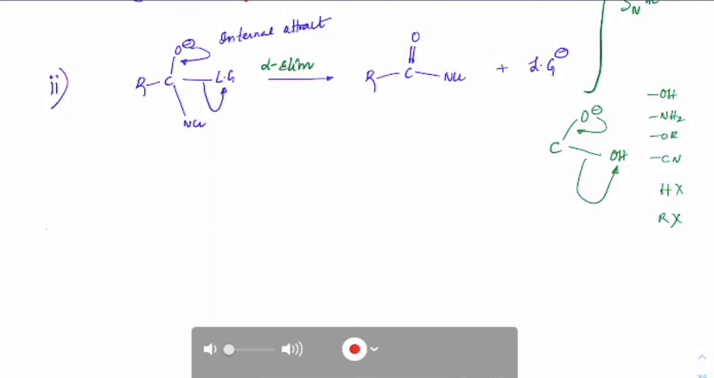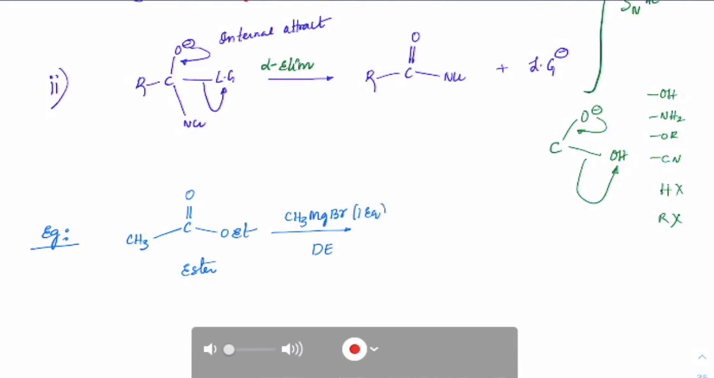See this now. I'll add that as an example here. Suppose you have CH3 C double bond O OC2H5, or I'll just write OEt. This is an ester. When you treat that with CH3MgBr in dry ether, and I'm taking one equivalent here, then we will get CH3 C double bond O CH3. This is the overall reaction.